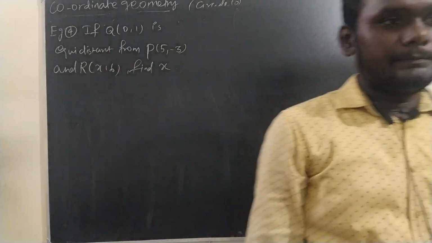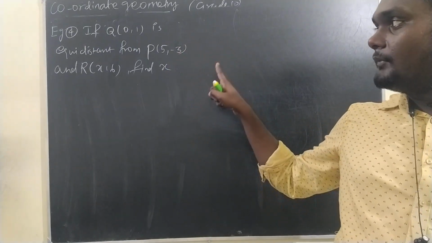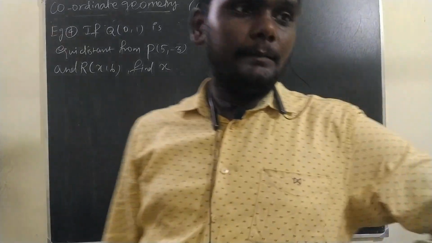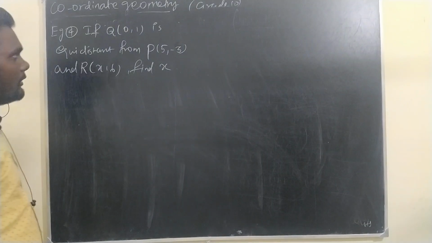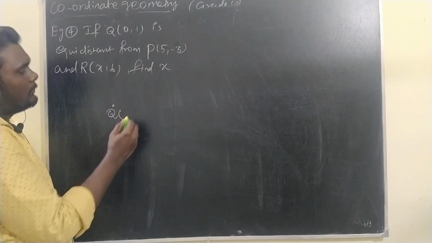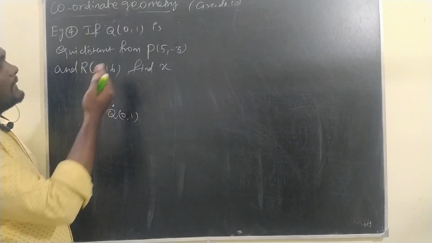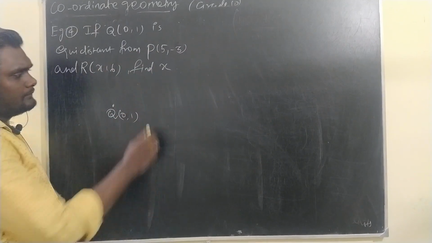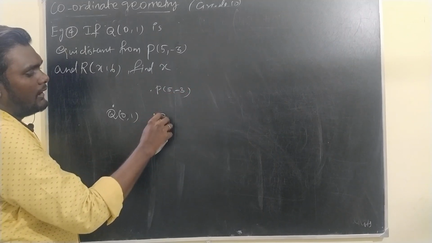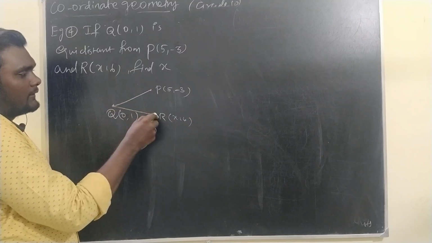See, what is given? The point Q is equidistant from the point P and R. Here also you should draw a diagram. What diagram? Remember, A and B are equidistant from Q, like I said, right? The same way, Q is equidistant. So here the coordinates of Q are 0, 1, equidistant from P and R. Where is P? We will mark here. The point P, that is 5, minus 3. The point R, which is x, 6. Now connect these points. These distances are equal.